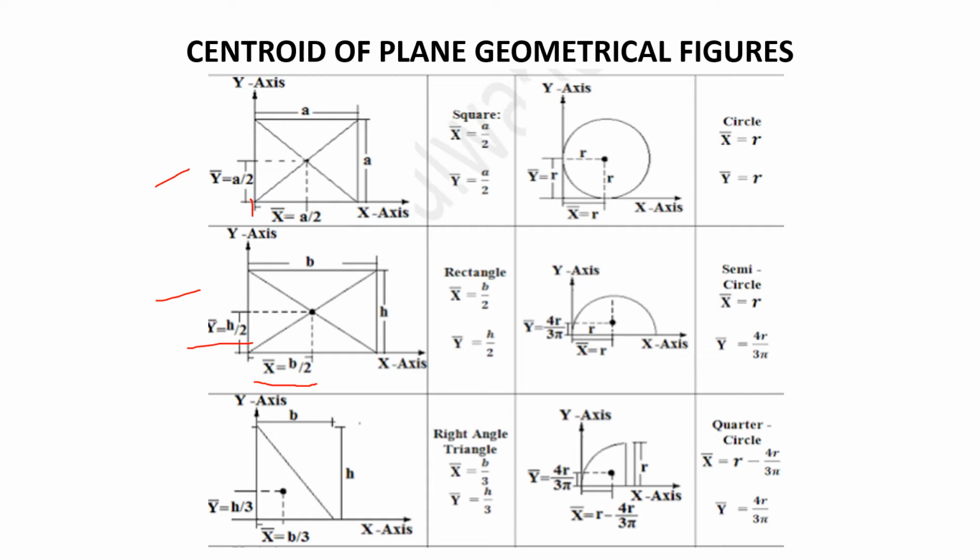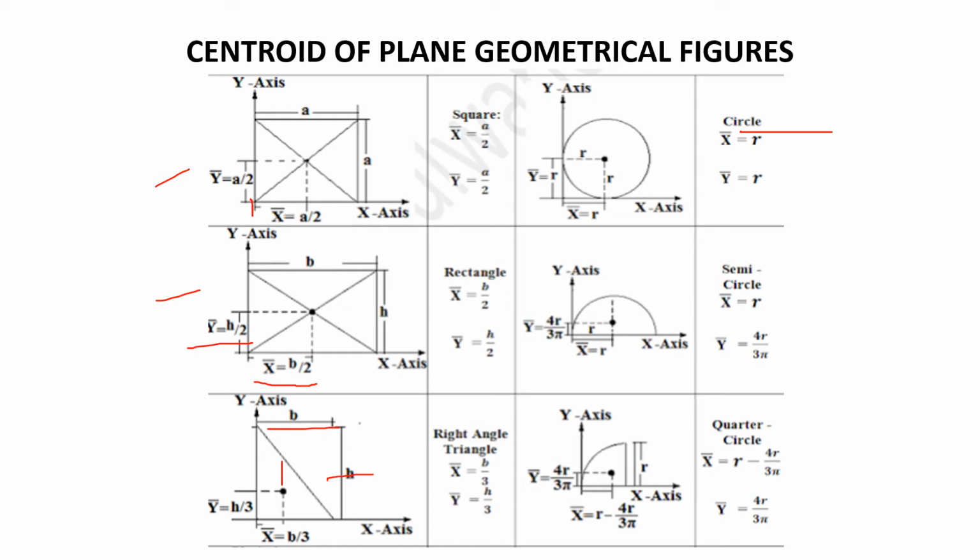Then next, right angle triangle. Here b is the length and h is the height. So x bar is equal to b by 3. So the centroid of a right angle triangle is at a distance b by 3 in x direction, and in y direction also there is a distance, height divided by 3, that is y bar is equal to h by 3, for a right angle triangle.